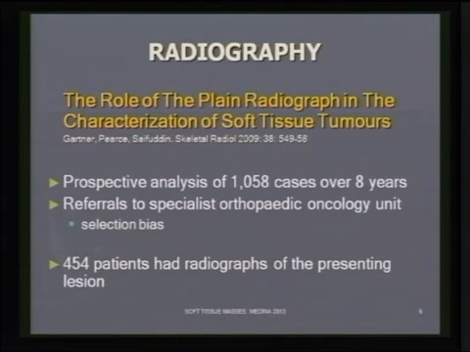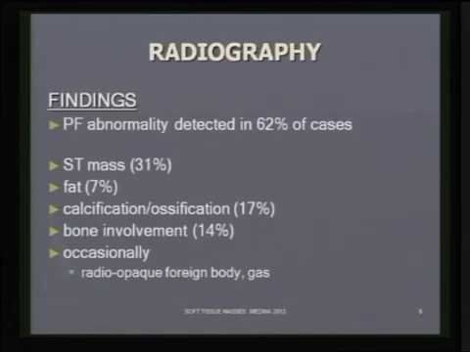Now, the talk is mainly based on this paper which we published in Skeletal Radiology back in 2009, where we looked at a large consecutive series of patients presenting to our center over an 8-year period, 1,058 cases. These were referrals to a specialist oncology unit, so they do therefore result in some selection bias. And of these cases, 454 patients had radiographs of the presenting lesion. So we're going to look through the different kind of things we can find on a plain film in a patient presenting with a soft tissue mass.